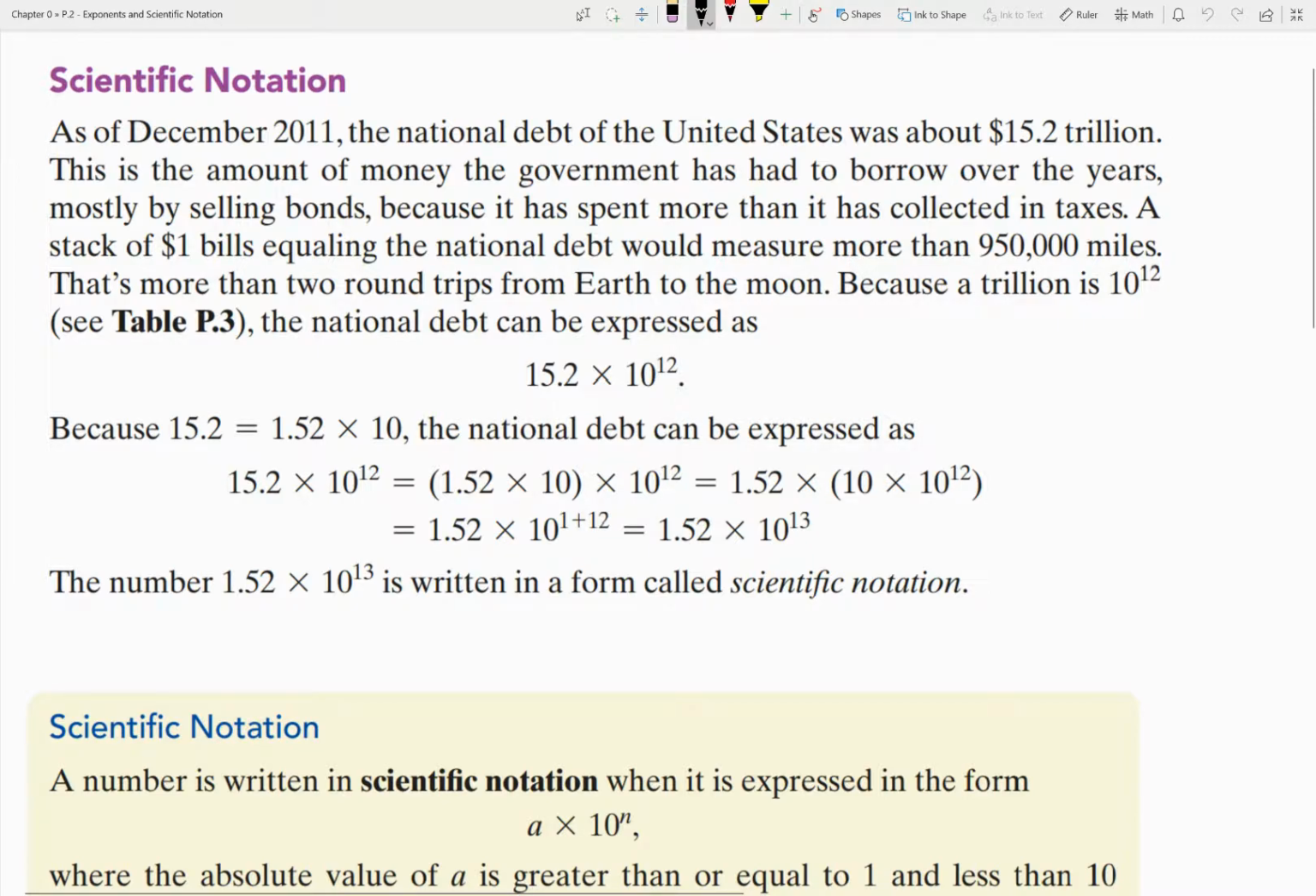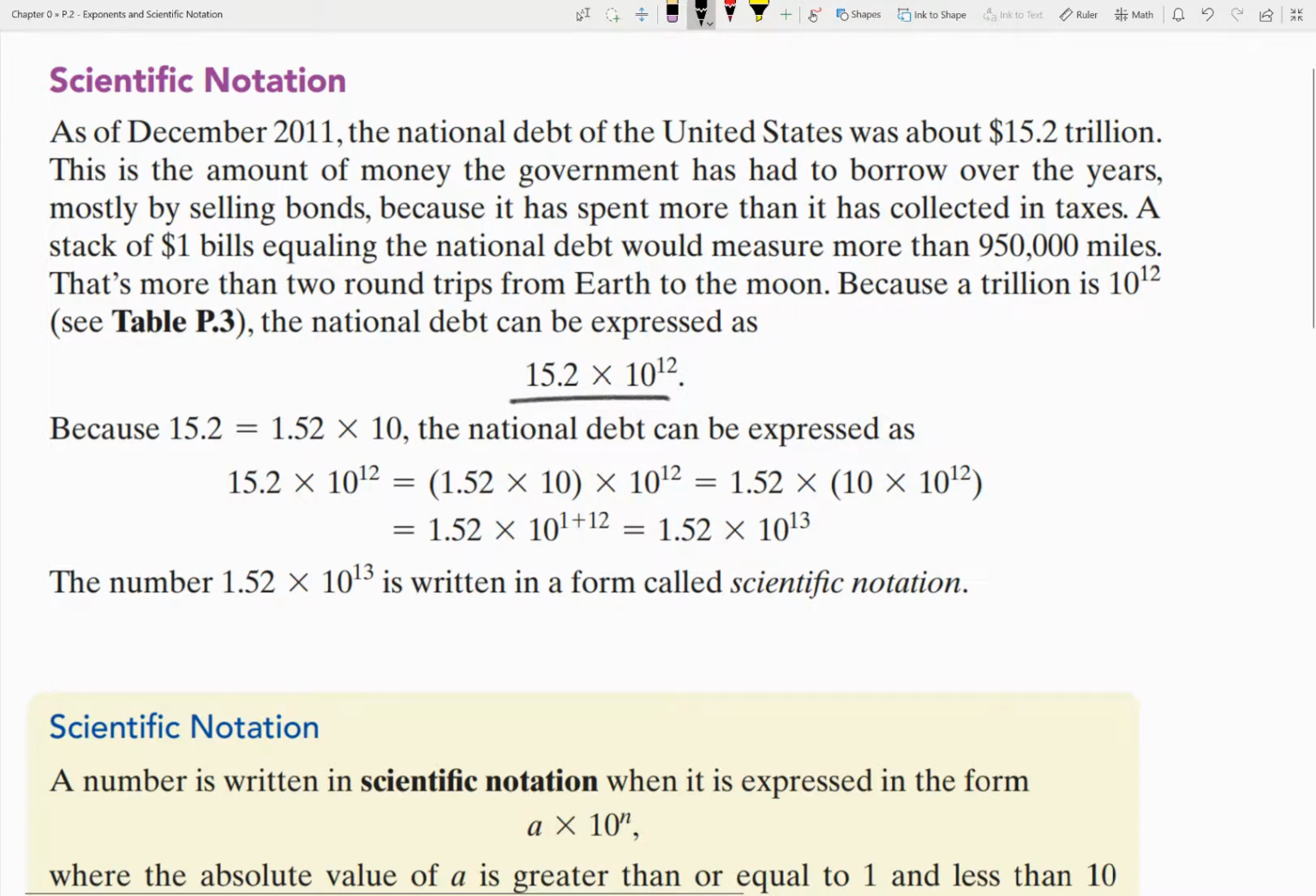This amount of money the government had to borrow over the years, mostly by selling bonds, because it spent more than it collected in taxes. A stack of $1 bills equaling the national debt would measure more than 950,000 miles, so much more today. That's 2 round trips from the Earth to the Moon. Because a trillion is 10 to the 12th power, we can express that a little bit easier with scientific notation.